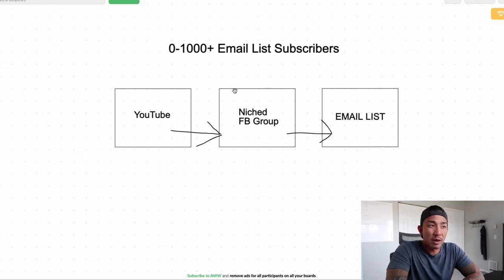We're gonna drive them to a niche specific Facebook group. I'm gonna show you what that looks like, and I'm gonna show you why that's so powerful. And then from the Facebook group, we're gonna drive them to our email list, okay? Now, the reason I do it this way is it's helping me grow three different assets all at once, right? It's kind of like killing three birds with one stone.